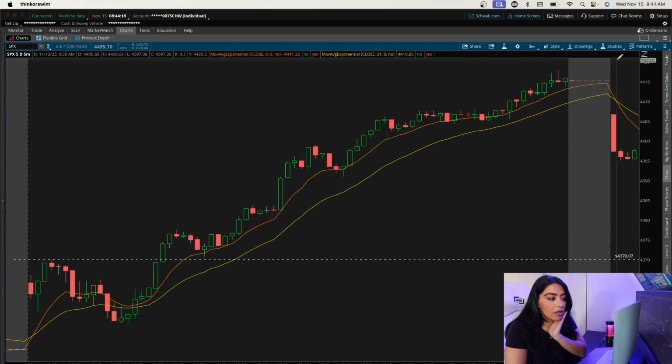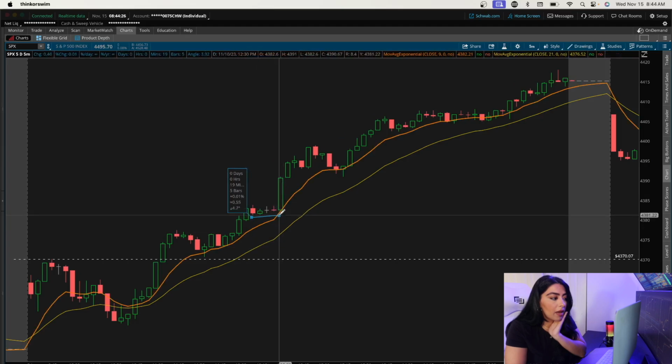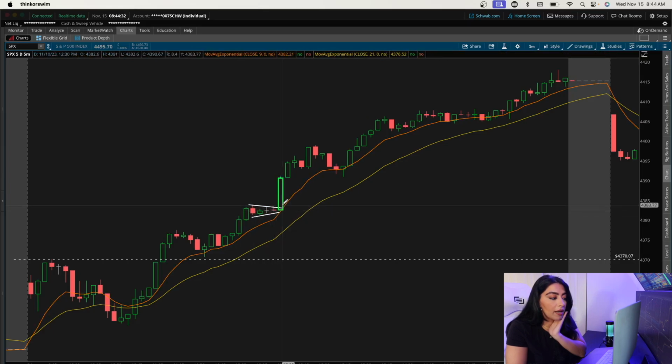You can also use it for entry. Look at this. This is not only a pullback into its EMA. Look at this. Little bear pennant, okay? Breaks out, bounces off EMA, breaks out of the bear pennant or bull pennant, entry for calls, okay? Comes back down. Again, we get a little bit of a retest and a bull flag here.